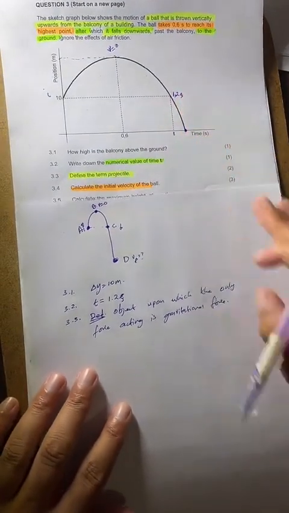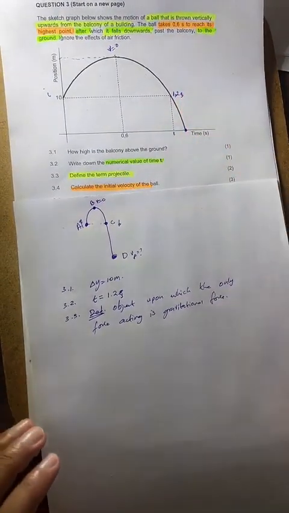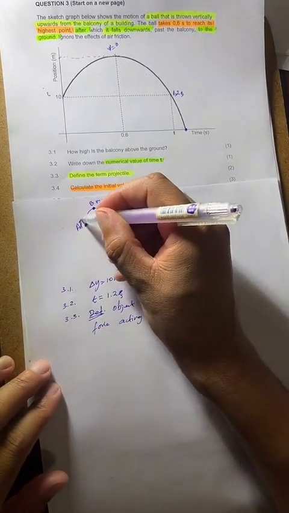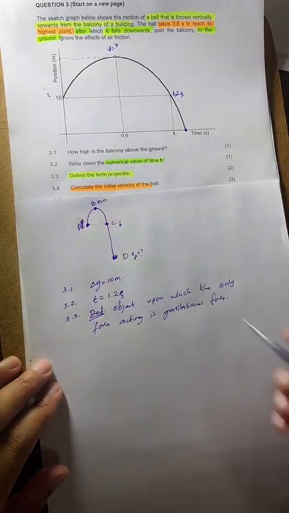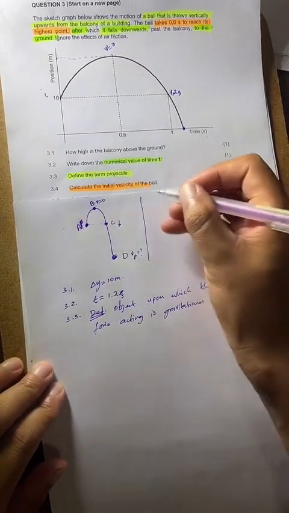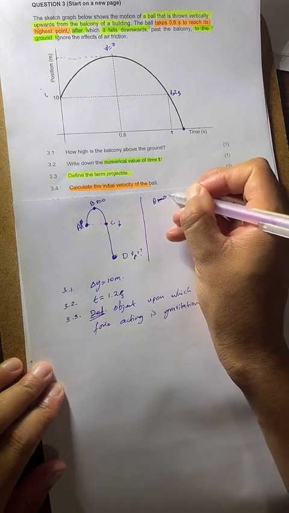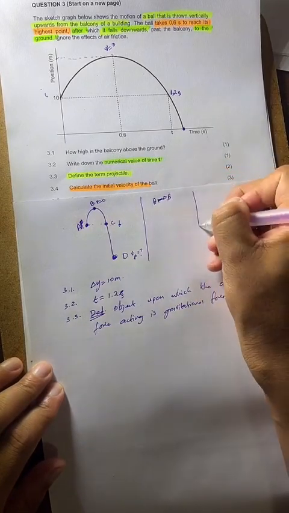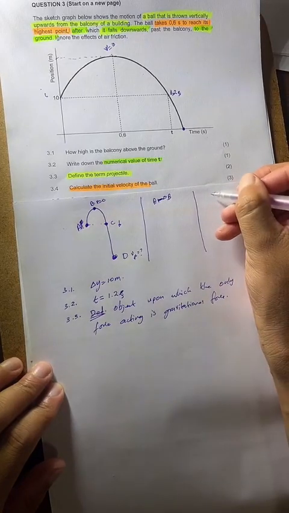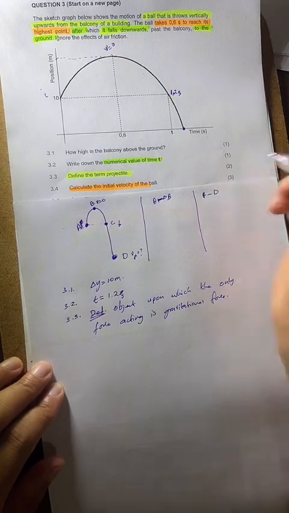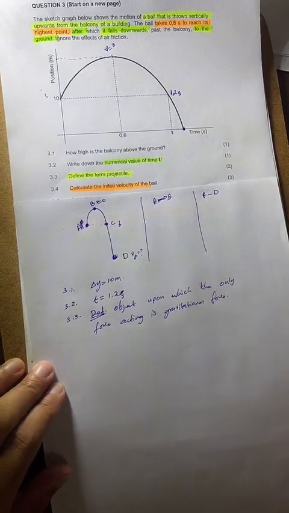Now the next question says calculate the initial velocity of the ball. Initial velocity of the ball. So let's write our information properly. Earlier on I said we need to choose, let's choose A to B, and write all the information we have between A and B. We can choose A to D also, and see if we have more information there.